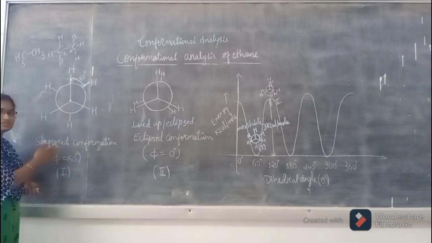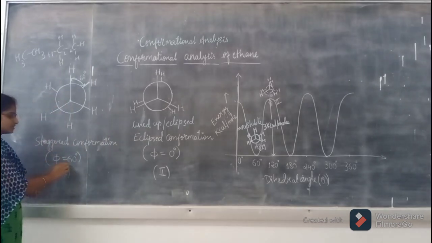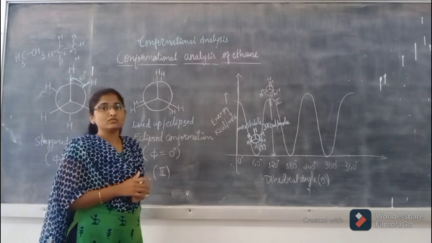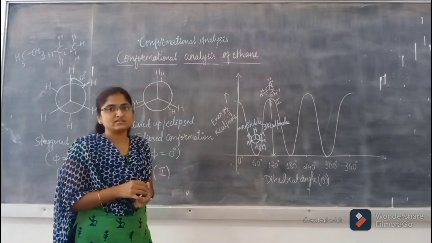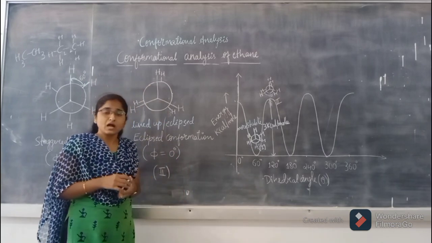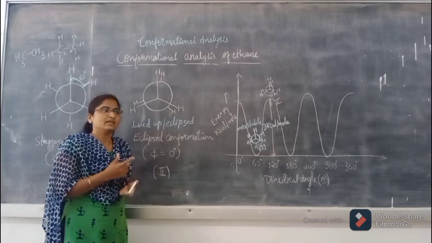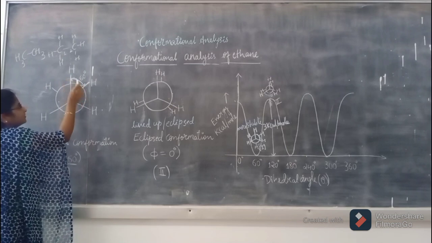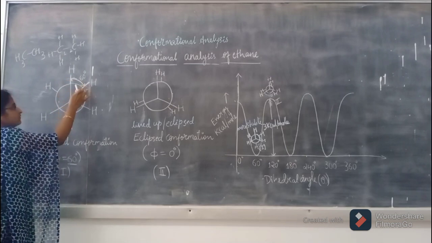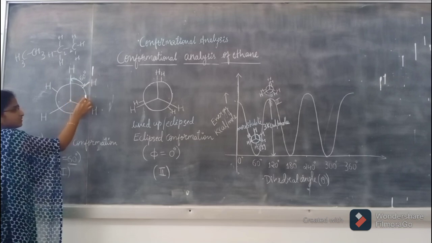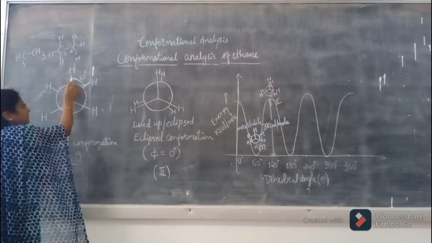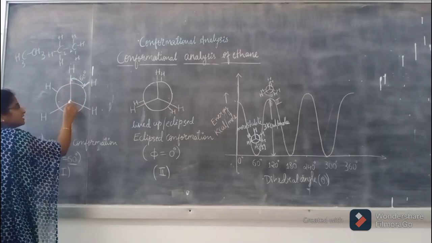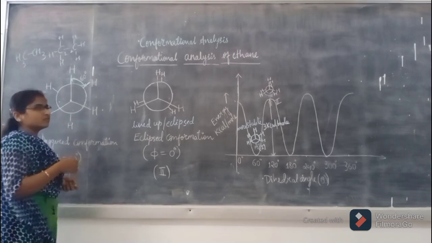Staggered conformation is the one wherein the dihedral angle is 60 degrees. The dihedral angle is also called the torsional angle. How can you define the dihedral angle? It is the angle between two bonds which are originating from two different atoms, or from two different planes.